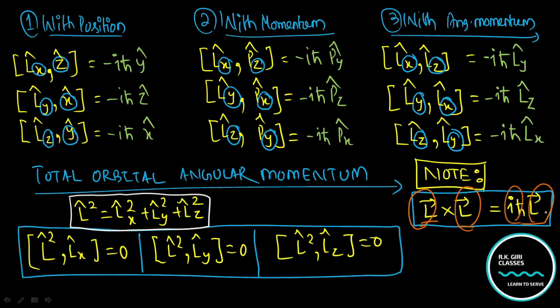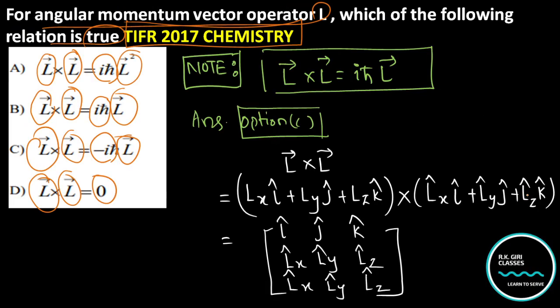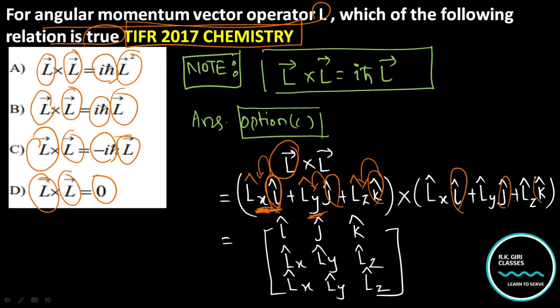And coming to the next, this is our question, L cross L. Remember this is iħ L. This is L cross L is equal to iħ L. So now we need to solve this question, right? So you have to remember that this L vector is represented like this, Lx i cap, Ly j cap, Lz k cap. This is towards your x axis, this is towards y axis, this is towards z axis, right? And this i cap is corresponding to the coordinate x, j cap corresponding to coordinate y, and k cap corresponding to coordinate z.